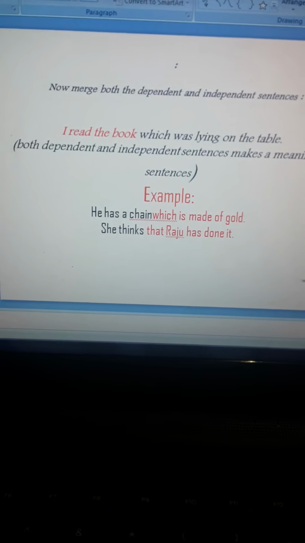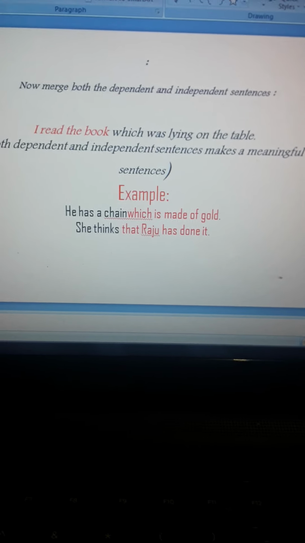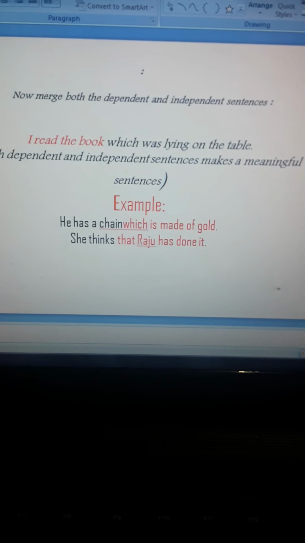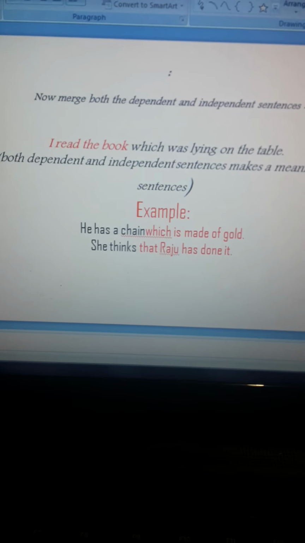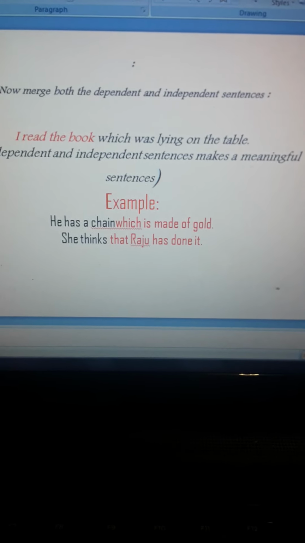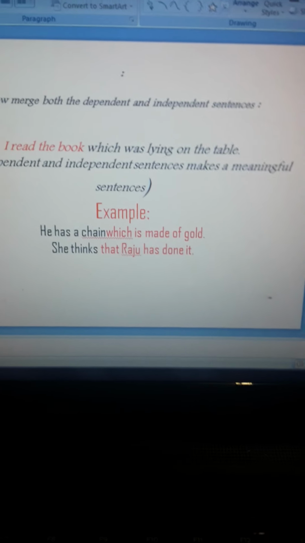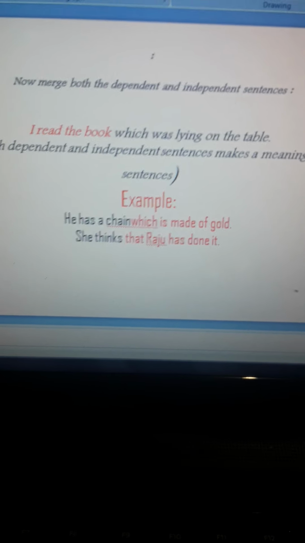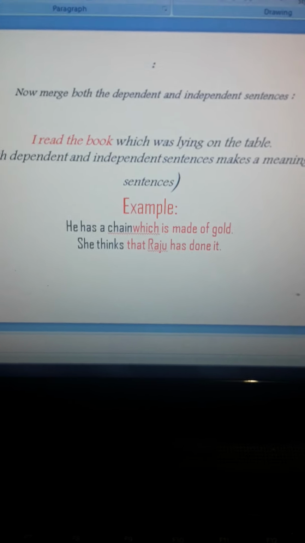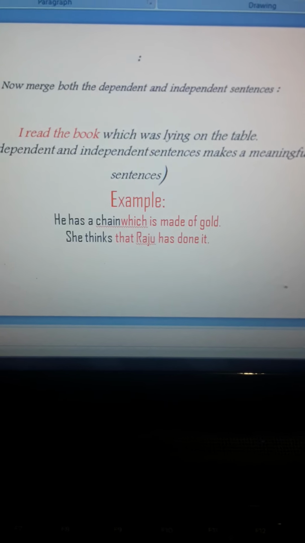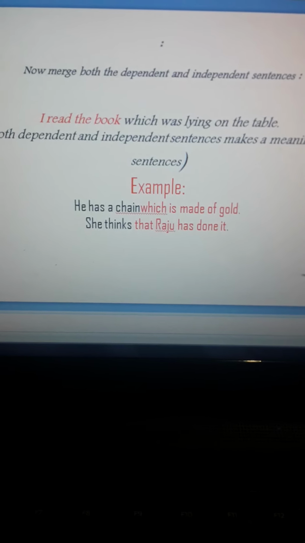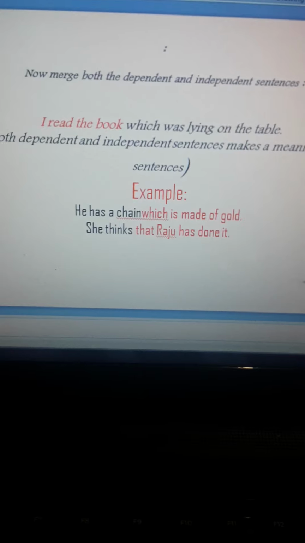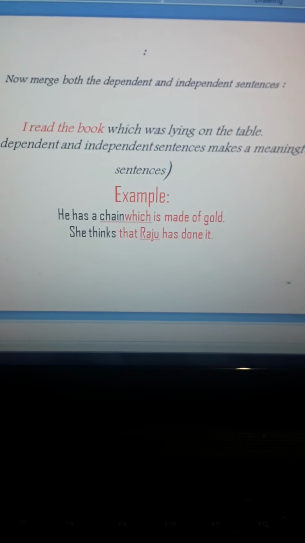But on the other hand, the other part of the sentence, which is made of gold. If we separate it, what do you mean by which is made of gold? It's not conveying a complete sense. Hence, he has a chain is an independent clause and which is made of gold is a dependent clause. Hence, we call which is made of gold a clause. Which type of clause? It is a dependent clause, and he has a chain is an independent clause.